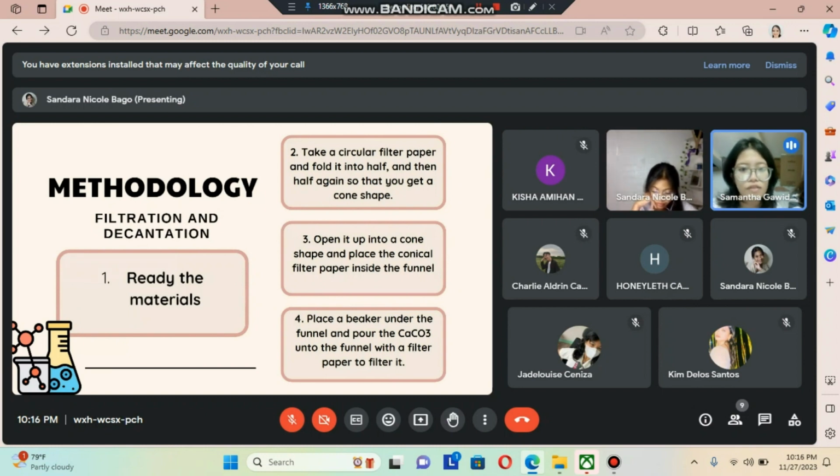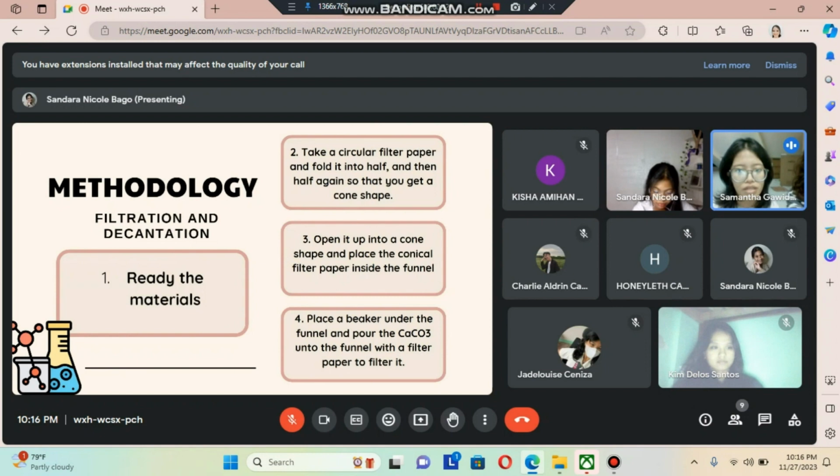Take a circular filter paper and fold it into half, then half again so that you get a cone shape. Open it up into a cone shape and place the conical filter paper inside the funnel. Place a beaker under the funnel and pour the calcium carbonate onto the funnel with the filter paper to filter it.